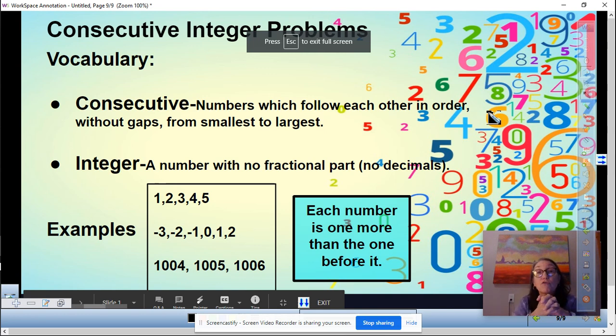Integers are numbers with no fractional parts. Now, our integers may be positive or negative, but there are no fractional parts here. So I'm not going to have negative 1.5 or 7.5. It's always going to be an integer. You can see the examples we have here. Something as simple as 1, 2, 3, 4, 5 would represent 5 consecutive integers. So remember that with a consecutive integer, each number is exactly one more than the one that came before it, except for different cases that we'll look at.